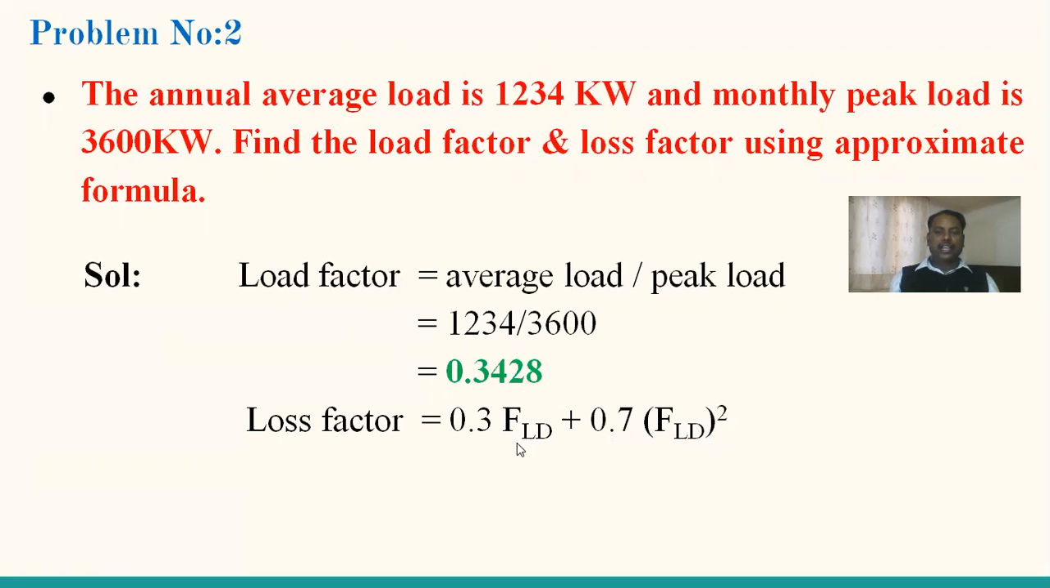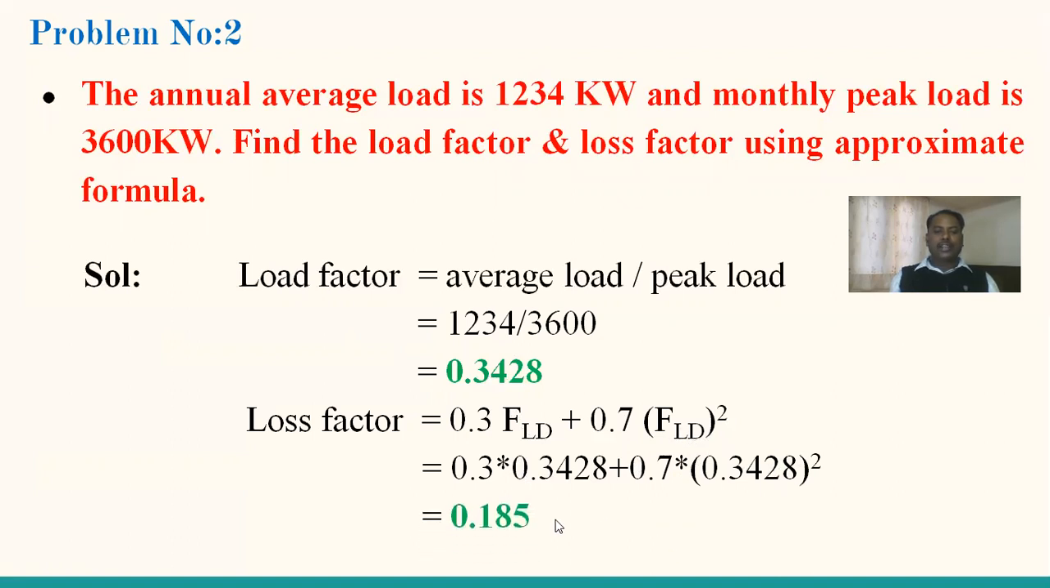So substitute all the values. Here FLD is the load factor, so instead of FLD you substitute 0.3428. This gives 0.3 into 0.3428 plus 0.7 into 0.3428 whole square. So this will give the loss factor value 0.185. This is problem number 2. Such simple problems are given in external examinations as a B-bit. A-bit theory, B-bit problem. Next, move for the next problem.